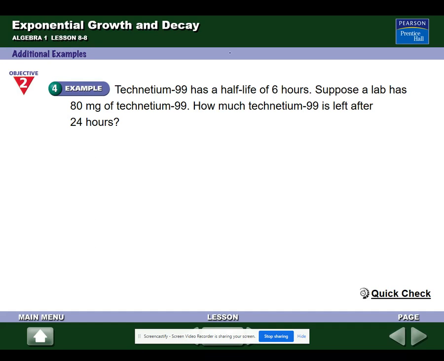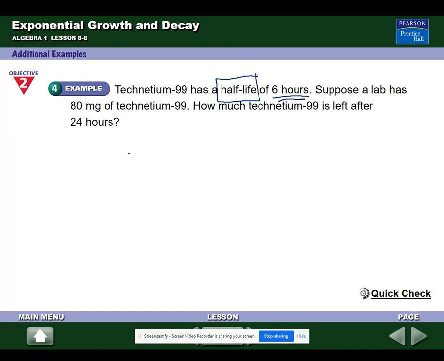This is known as half-life. The half-life problem is also an exponential growth or decay problem. And in fact, because it's half, it's going to be decay. And it says, suppose a lab has 80 milligrams of this thing called technetium-99. Now, to be clear, the 99 has nothing to do with the problem. That's just a number that helps identify which isotope we're talking about. Technetium-99 is a particular isotope that has a half-life of, notice it says 6 hours.